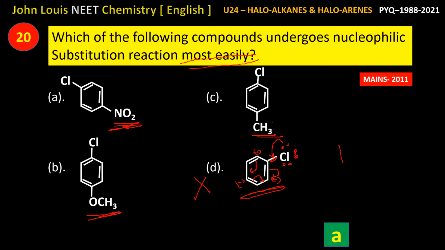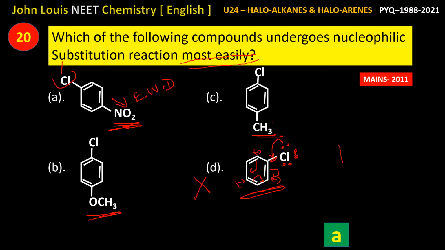Therefore, in such cases, what will happen? We have to find out whether they are electron donating groups or electron withdrawing groups. Here, a nitro group is an electron withdrawing group. So it will pull electrons towards itself. Therefore, it will be easy for chlorine now to go away.